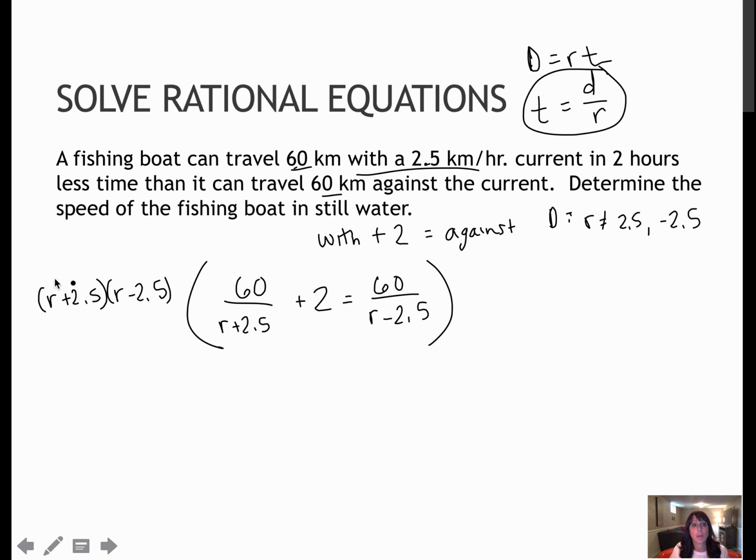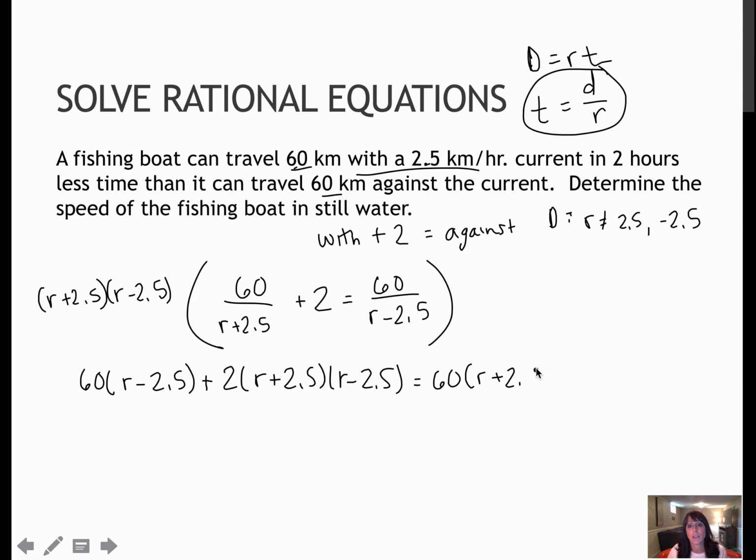For that first term, the r plus 2.5s would cancel, leaving me with 60 times r minus 2.5. For the 2, I don't have a denominator, so I would have this. And for my last term, the minus 2.5s would cancel, leaving me with 60 times r plus 2.5. Now I just have to do some simplification. In simplifying, on my first step, I distributed the 60, I FOILed out these two binomials and then multiplied their solutions by 2, and then of course I distributed the 60 again.